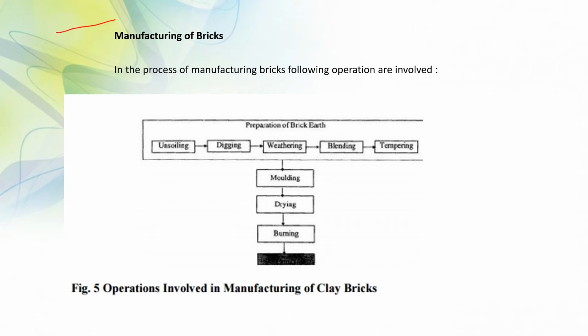Then manufacture of bricks. In the process of manufacture of bricks, the following operations are involved. There is a given flow chart: preparation of brick earth, unsoiling, digging, weathering, blending, tempering, then molding, drying, burning, etc. These are the operations involved in manufacture of clay bricks.